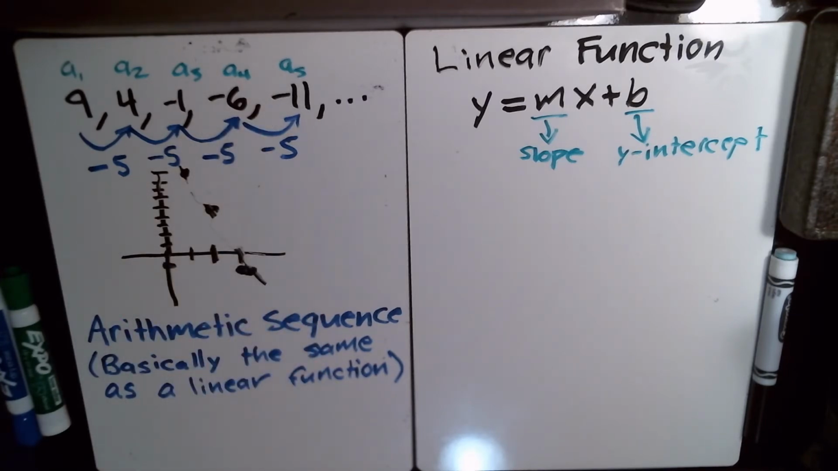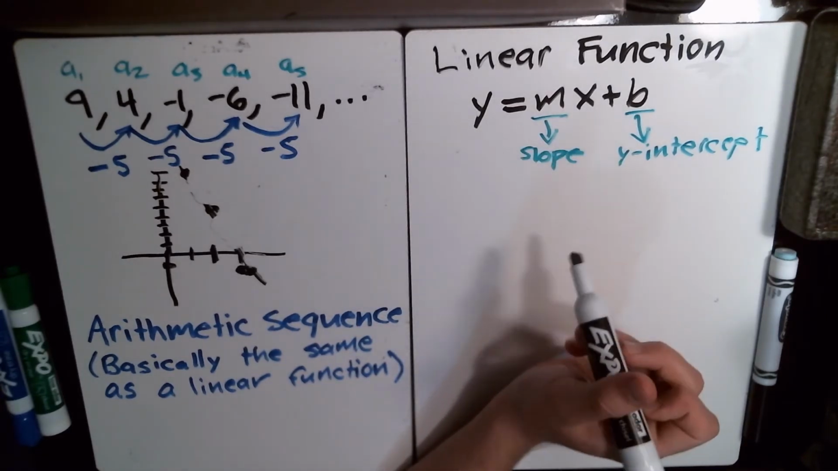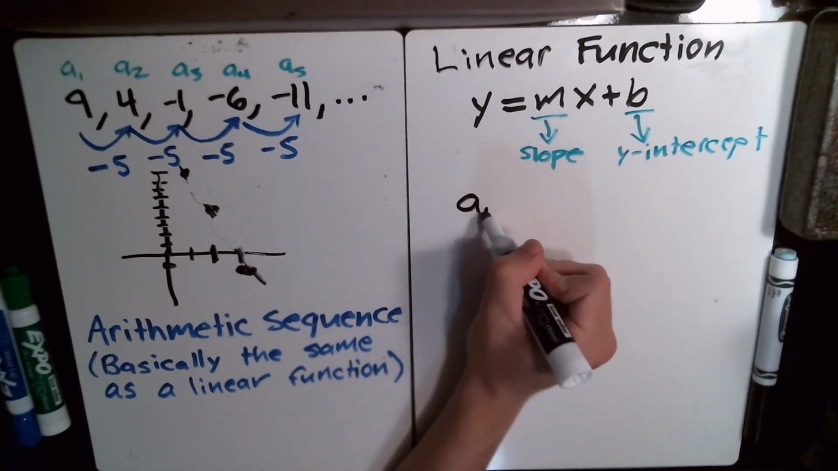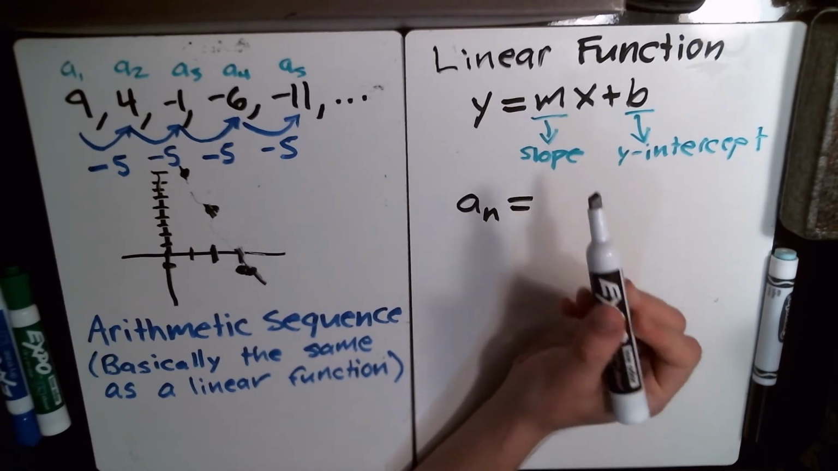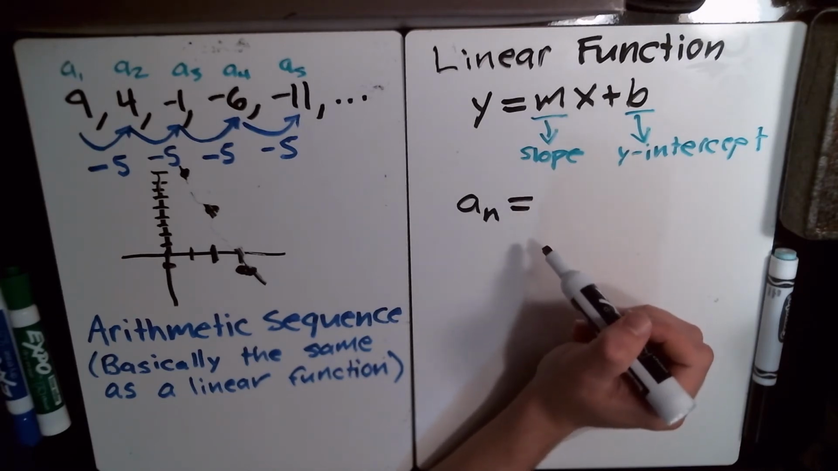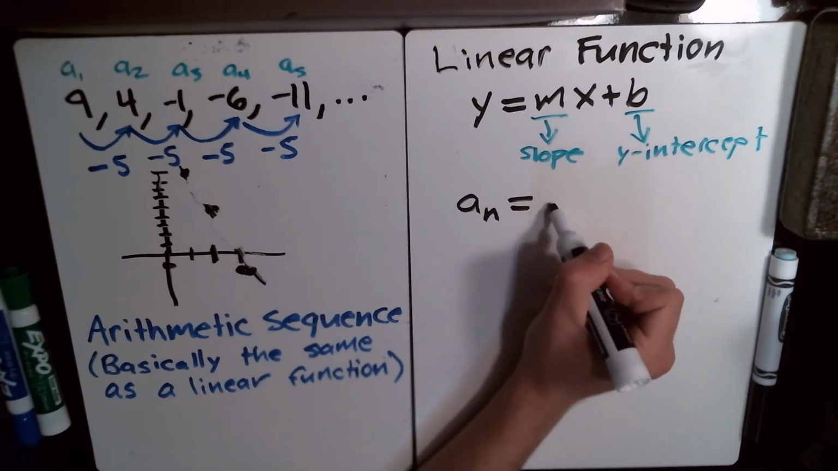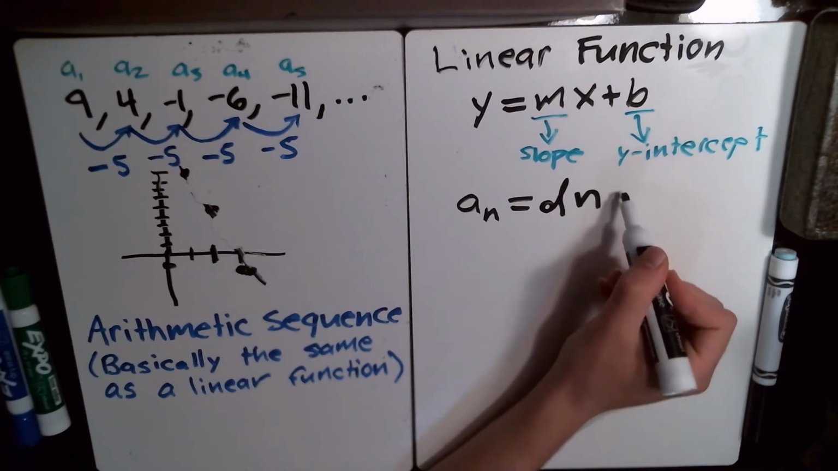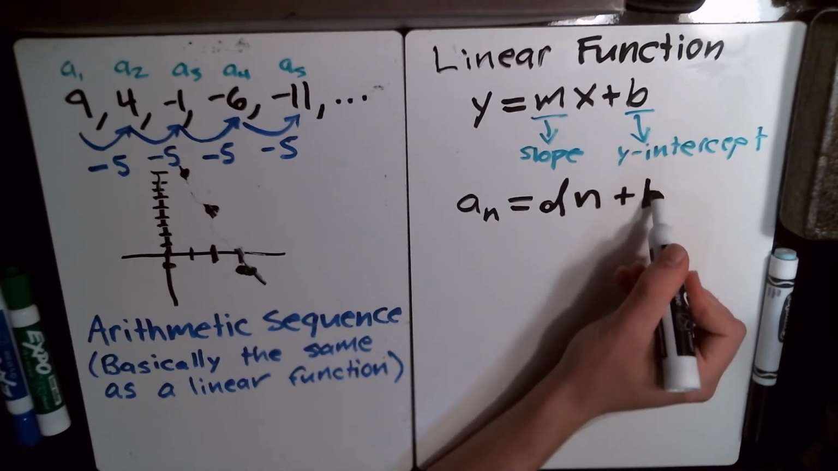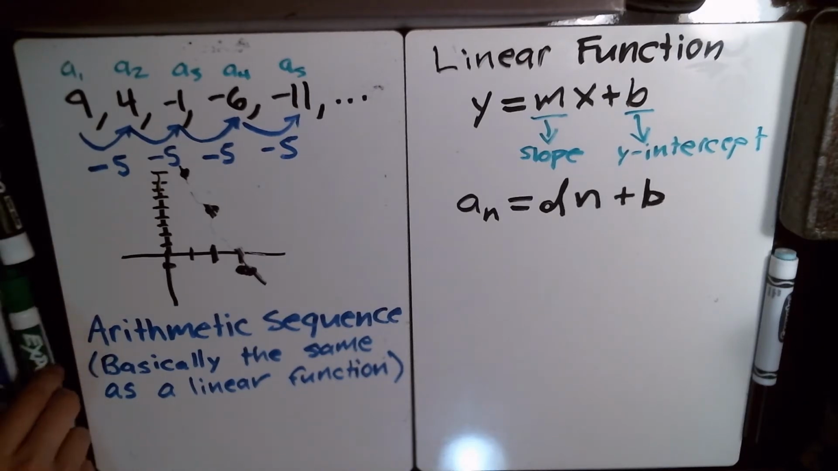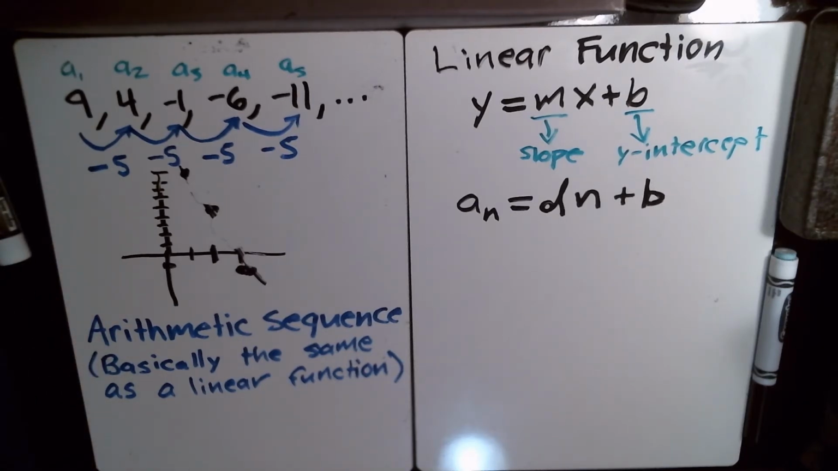Well, if it's similar to a linear function, it's going to be something like a sub n, which is like your y in that case, is equal to the slope or the rate of change. In the book, they call this d, okay? And then times n plus b. So that would be what the equation would look like, okay? So let's see how this works on our example.